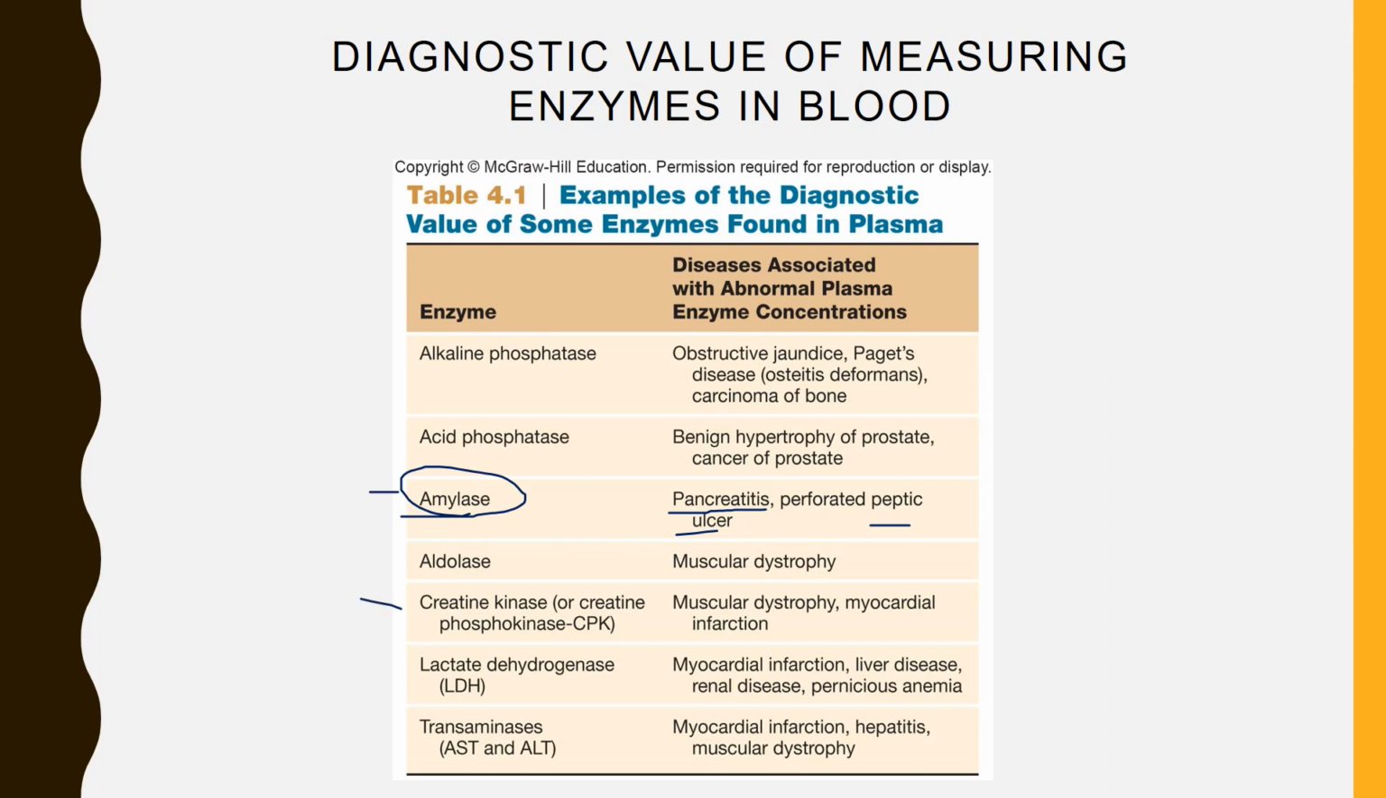Creatinine kinase or creatinine phosphokinase, CPK. This is testing for problems within the muscle, so muscular dystrophy and myocardial infarction. Also, lactate dehydrogenase is very common, where we have an increase in lactic acid, and so that would also signify damage within the heart, liver disease, renal disease, and possibly anemia as well.